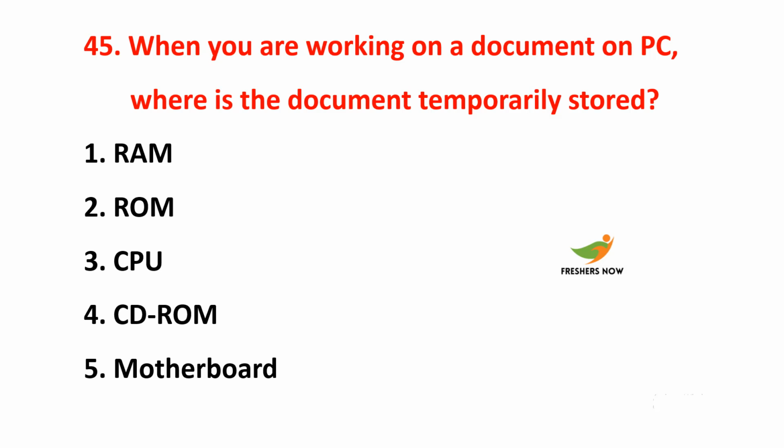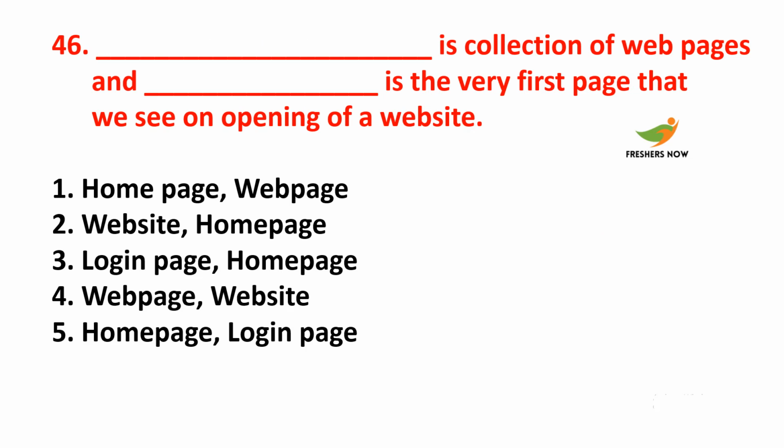45th question, when you are working on a document on PC, where is the document temporarily stored? And the answer is option 1, RAM, random access memory. 46th question, dash is a collection of web pages and dash is the very first page that we see on opening of a website. And the answer is option 2, website is a collection of web pages and home page is the very first page that we see on opening of a website.